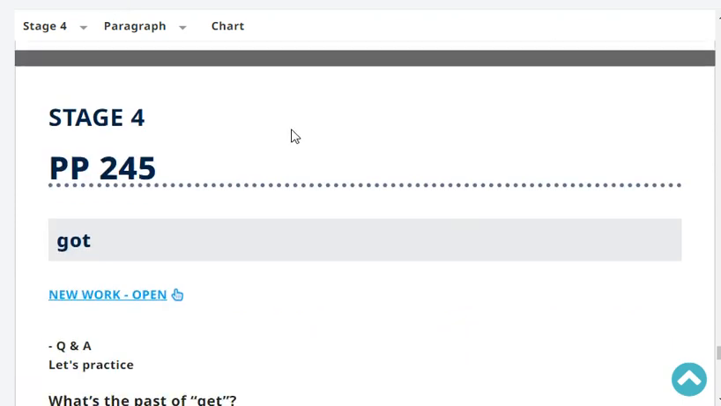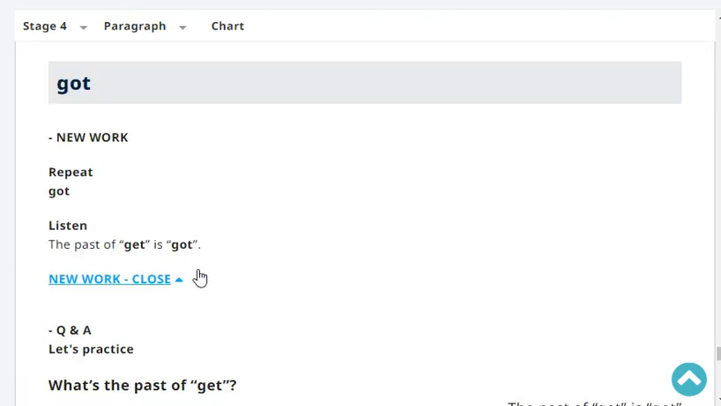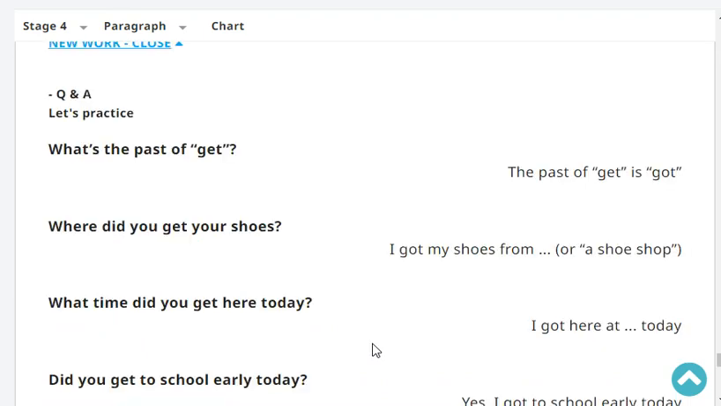Okay, next repeat: got. Got. Very good. Okay, listen. The past of the verb get is got. Let's practice. What's the past of get? The past of get is got.